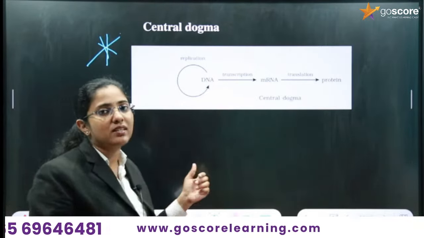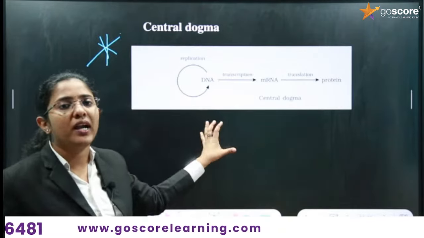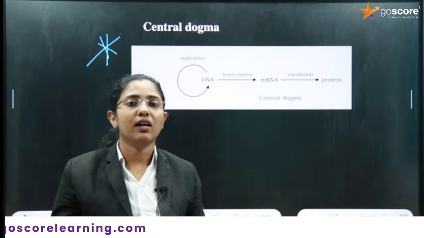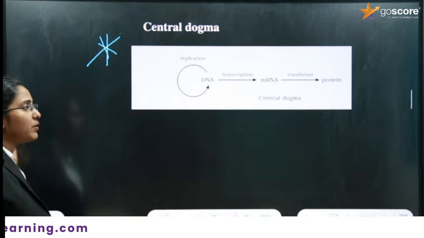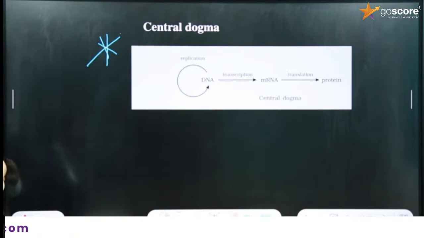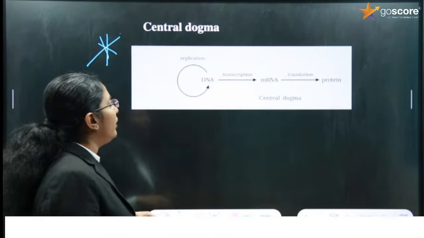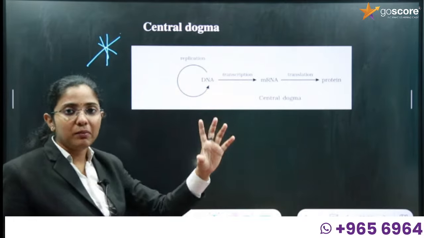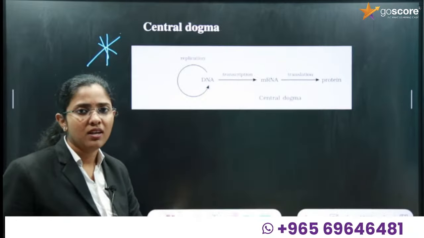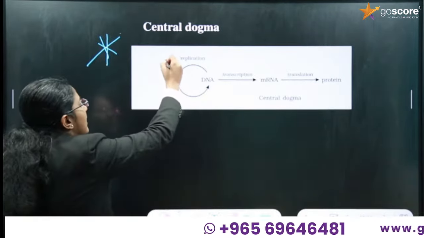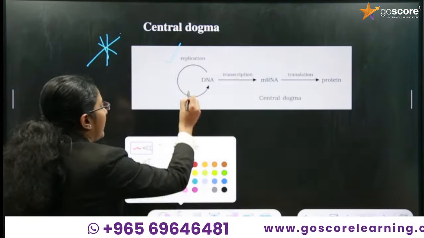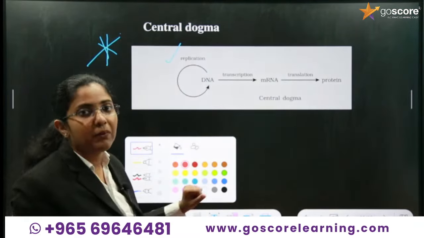Repeatedly, any question is based on this one particular small diagram. See, what is central dogma? There is DNA present, right? We are considering DNA. If DNA is present, from the DNA, again DNA will be formed. That is known as replication. So if you are considering DNA formation from DNA, then we will call it replication.